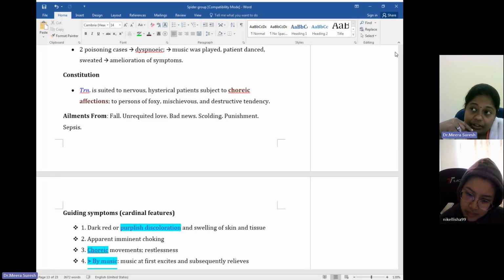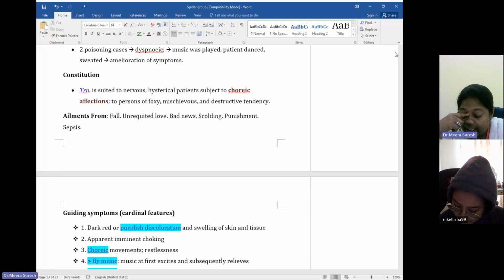In Ophidia, there are two important remedies, lachesis and Crotalus horridus, and both bring about hemorrhage, and they have septic features. The septic features of lachesis and Crotalus horridus are to be compared. So if Ophidia is asked, usually it can be asked like the characteristic features, the common features.